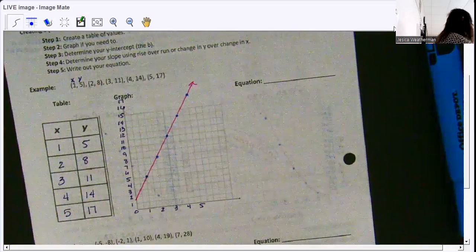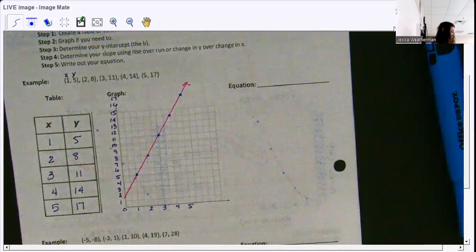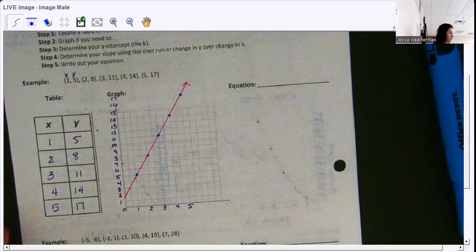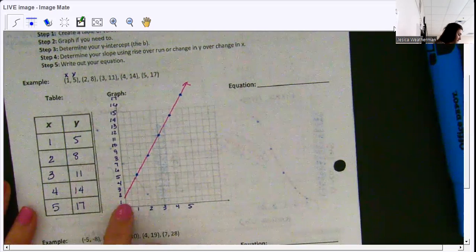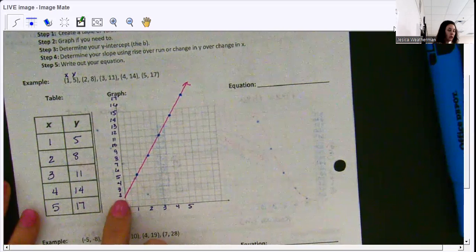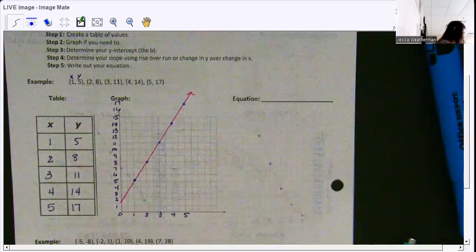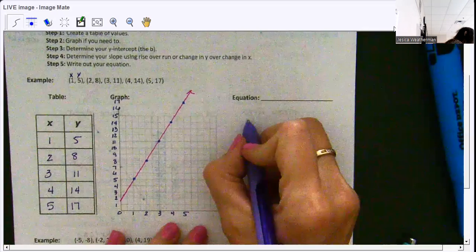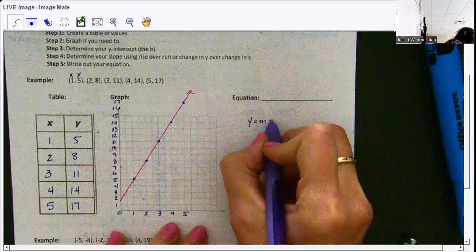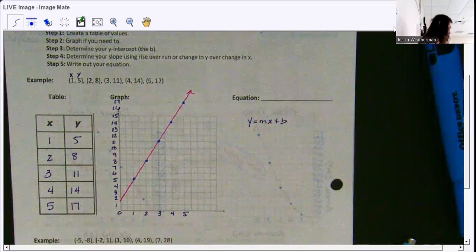Remember, there's 2 ways to get your equations, from the table or from the graph. I find it easy to get it from the graph. The only problem is that I don't know what my y-intercept is, if that is accurate enough. So I am going to go ahead and use the table. So I start with y equals mx plus b. Now what I can do is I can use my graph to get the slope if I wanted to.